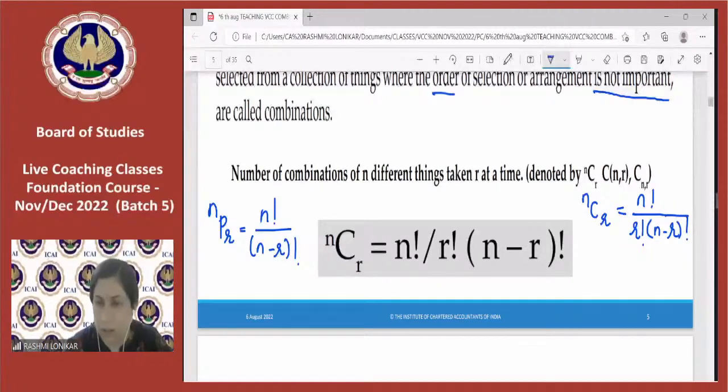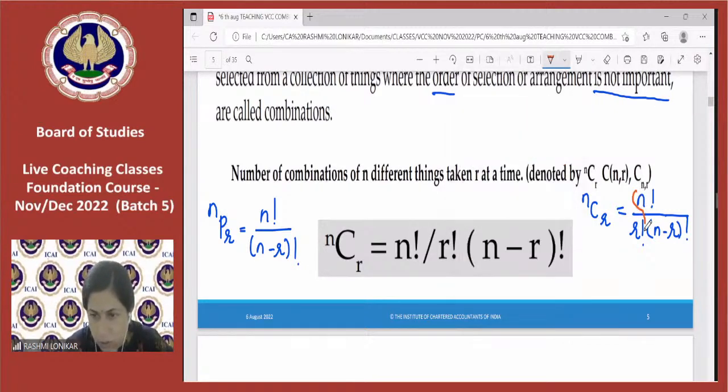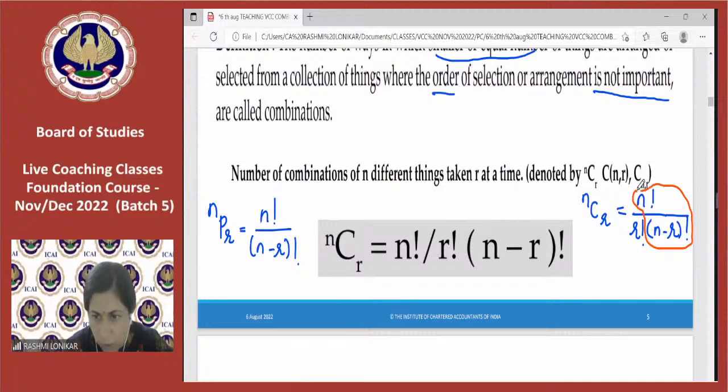Now can you see? This looks similar. What does n factorial upon n minus r factorial represent? nPr. So we say that nCr is equal to nPr upon r factorial. This is also a very important formula. Or you can also write this as nPr is equal to r factorial into nCr.